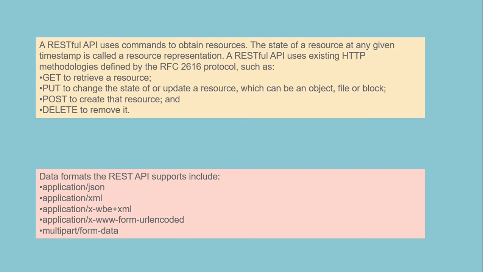A RESTful API uses commands to obtain the resources. The state of the resources at any given timestamp is called the resource representation. A RESTful API uses existing HTTP methodologies defined by the RFC 2616 protocol, such as GET, which is used to retrieve a resource, PUT to change the state of or update a resource, which can be objects, files or blocks, POST to create that resource, and DELETE to remove it. Data formats supported in REST API are XML, JSON, and form data.